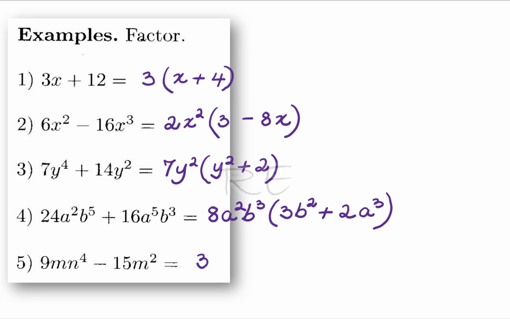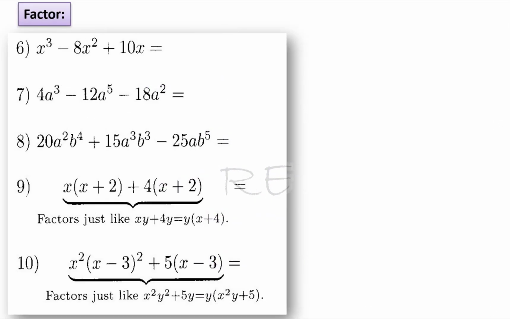Between 9 and 15, the greatest common factor is 3. M and m squared, the greatest common factor is m. We're left with 3 n to the fourth minus 5 m. M times m is m squared.